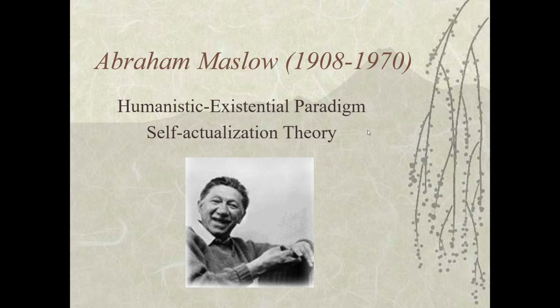And so we're going to start with the man himself. This theory was made by Abraham Maslow in 1908. He was born on April 1, 1908, and he died on June 8, 1970, while jogging. He had a heart attack.